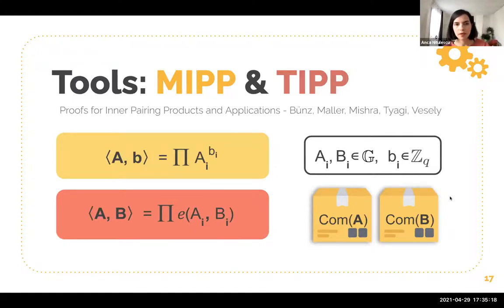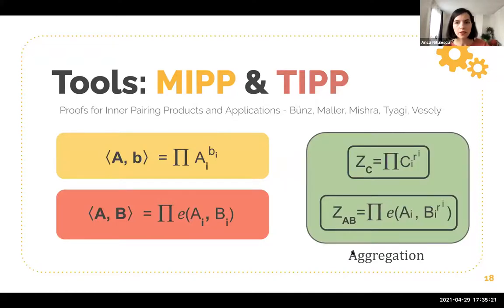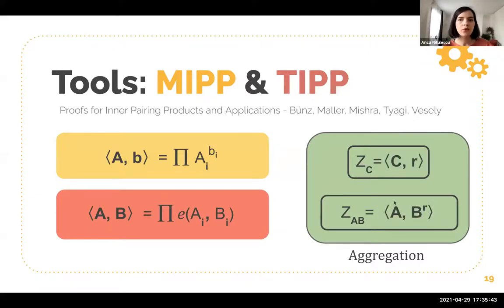Okay, so if we stare a little bit at these relations and what we needed for our aggregation. We needed this ZC that looks like some vector from the proof to some randomness vector, which are field elements, and ZAB, which is like the pairing of vectors from the proof with respect to the same randomness. So we just have to write them in the notation from MIP and TIP, like inner pairing products. It feels like ZC fits exactly what MIP is enabling us to prove, and ZAB fits exactly what TIP enables us to prove. So we have the perfect ingredients to construct our aggregation.